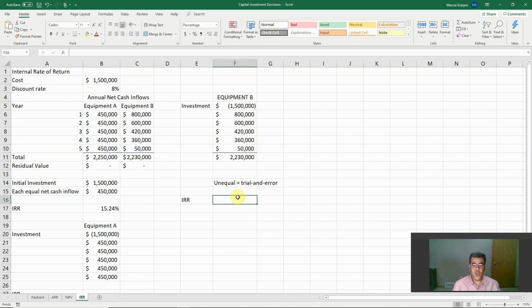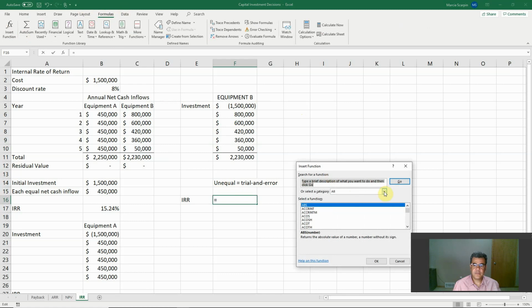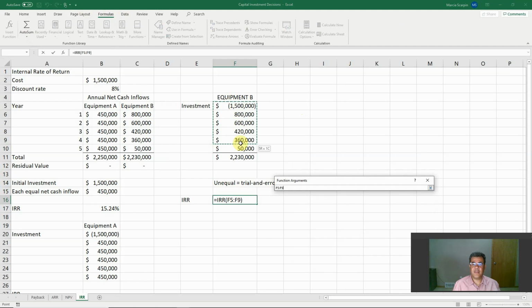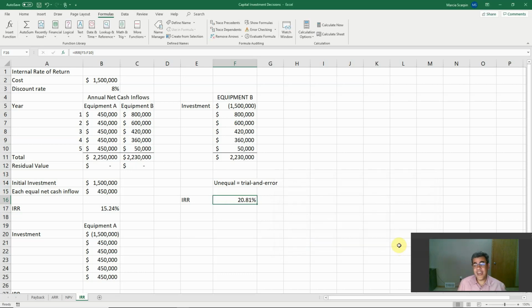Okay? So we have a formula here, insert function, call it internal rate of return. So IRR. How do we do it? Just select all of our numbers. And guess, we leave it blank. Okay, so okay here, 20.81%. Much easier, huh? Much easier than our formula using rate.